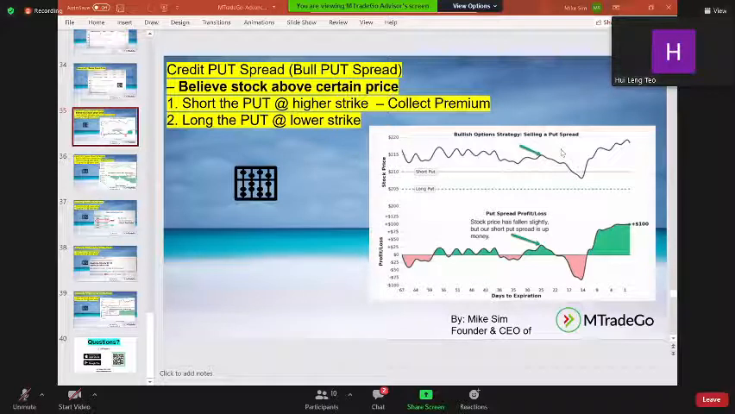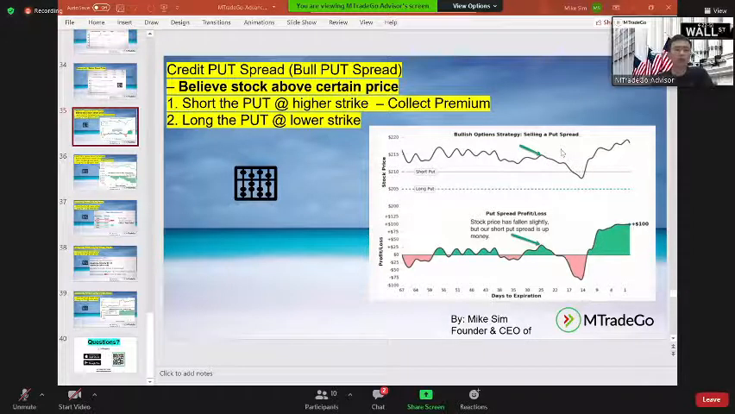Yes, exactly. This strategy is good to use, like what Fata said. Even if the stock goes down, you can still make money. But of course, you have to be careful. It cannot go down more than your short put price. If it goes down beyond that and more than your premium, you're also losing money. Understand?